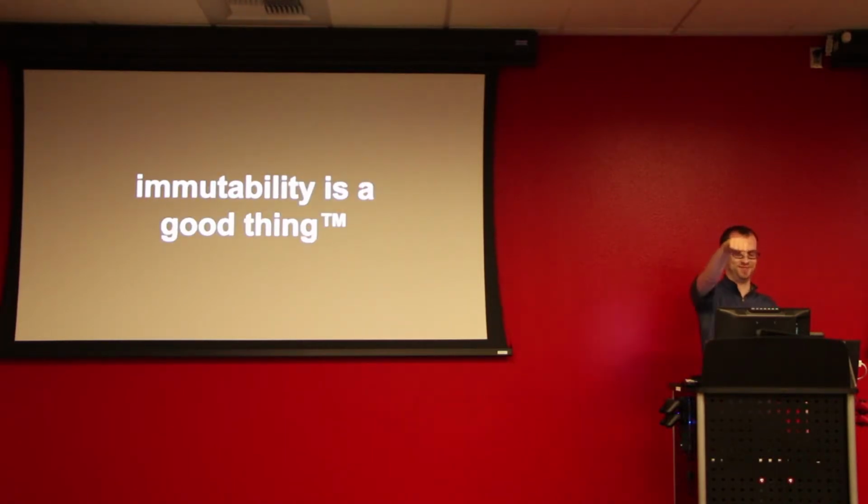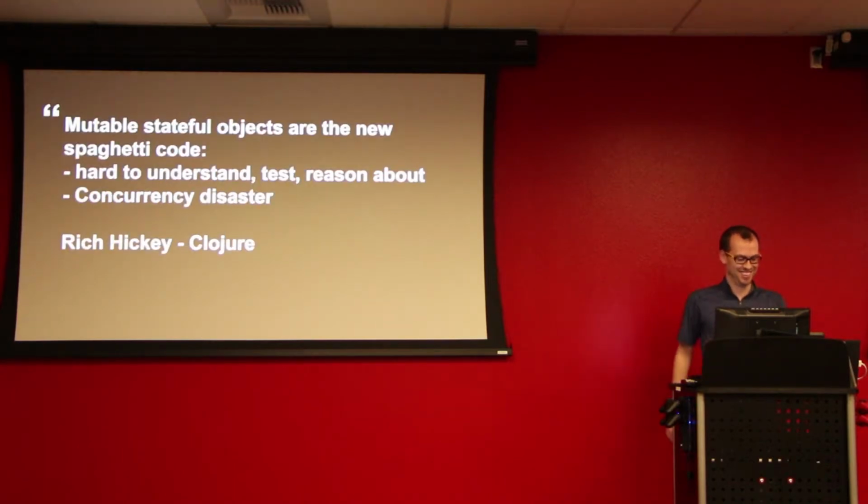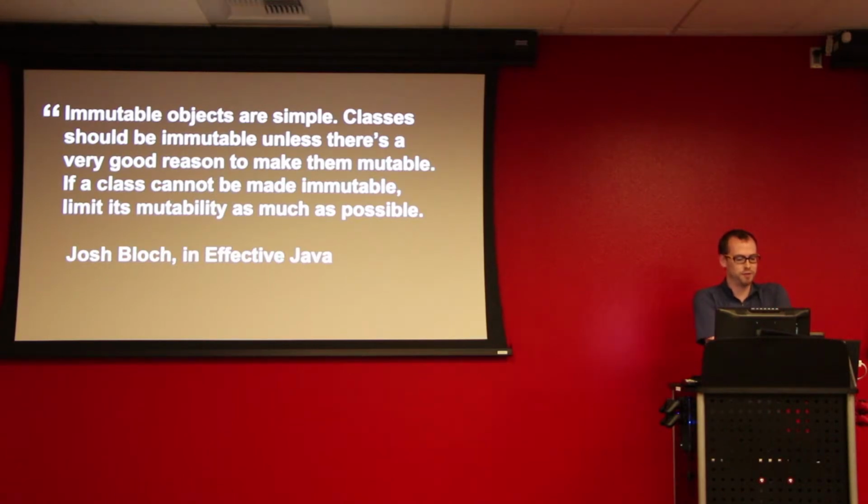Immutability is a good thing. All right, so this is a quote from Rich Hickey, the creator of Clojure. It says, "Mutable, stateful objects are the new spaghetti code. Hard to understand, test, reason about, a concurrency disaster." And Josh Bloch from Effective Java says, "Immutable objects are simple. Classes should be immutable unless there's a very good reason to make them mutable. If a class cannot be made immutable, limit its mutability as much as possible."